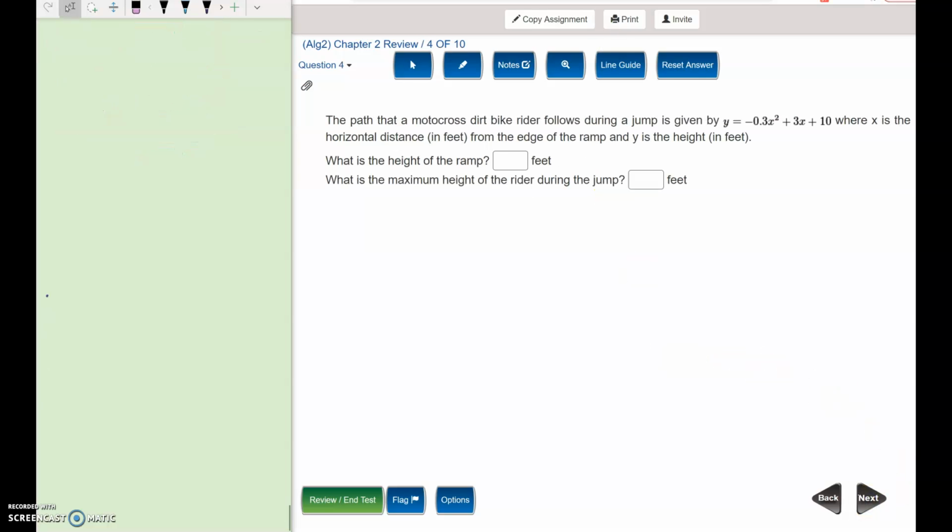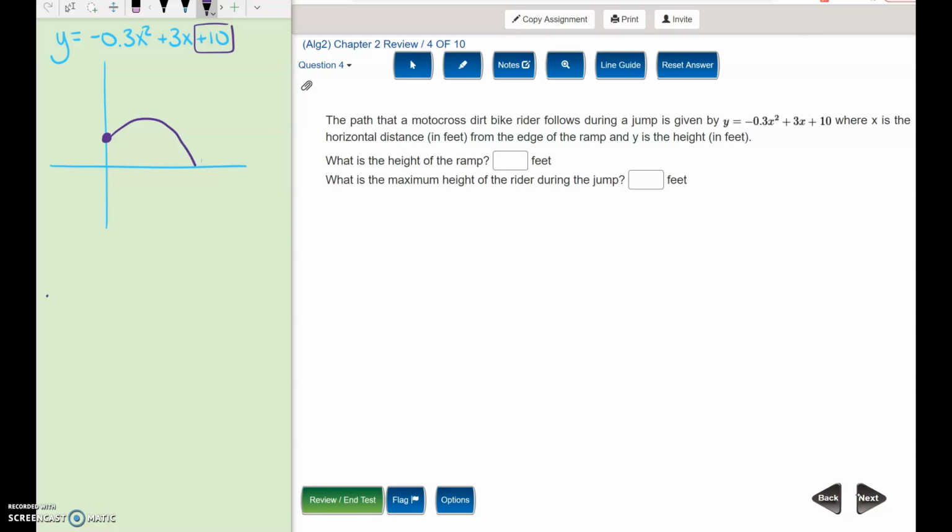Okay, this question is very similar, but one of the things that you need to notice is the equation has a y-intercept: -0.3x squared plus 3x plus 10. This plus 10 is your y-intercept. That means that the graph is going to cross the y-axis at 10. And then it's going to look something like that. That might not be very accurate.